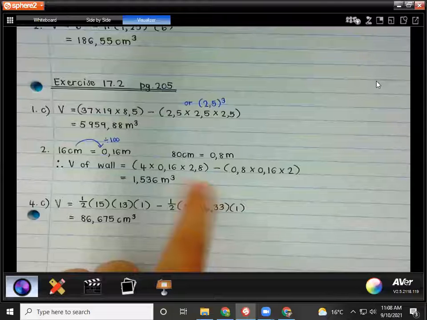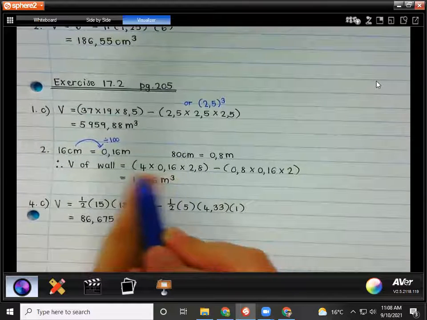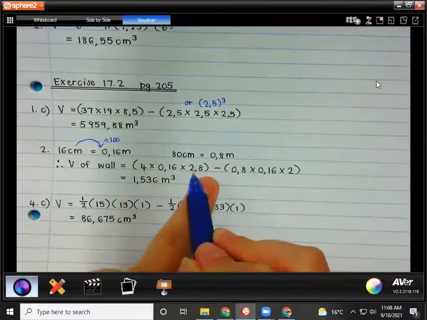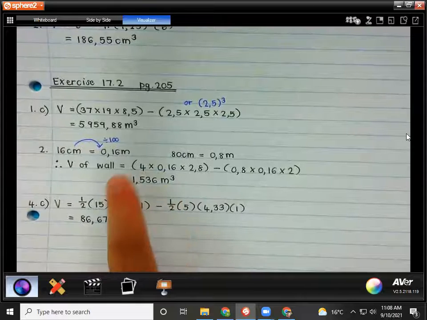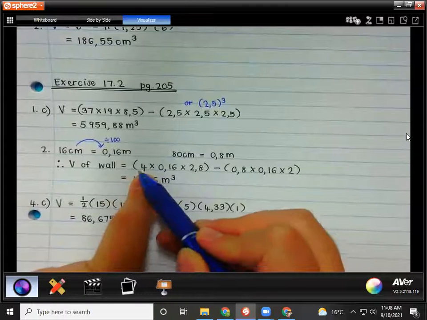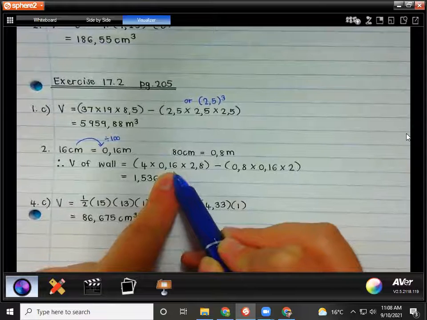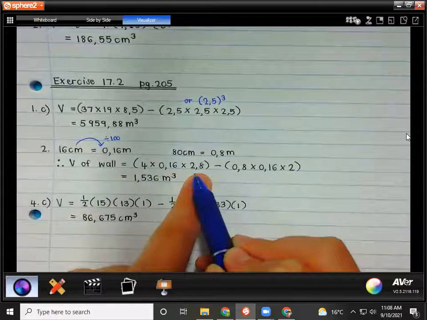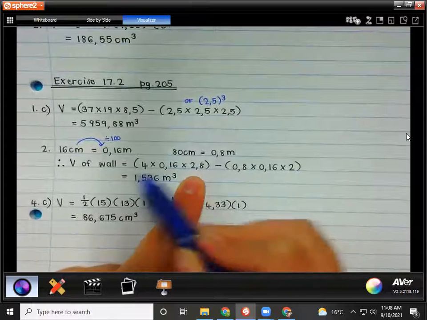The length of the wall is 4 meters. The height is, sorry, oh, I put the width first there. So it's length times breadth times height, right? All right, length is 4 meters. The breadth of the wall, the width, they used that word, was 16 centimeters, so 0.16. And then the height of the wall was 2.8. Okay, length times breadth times height. Are we fine with that one?